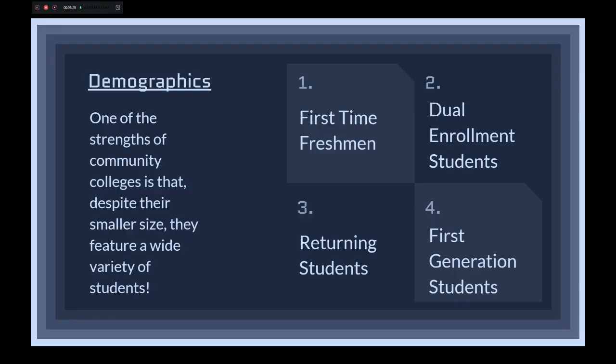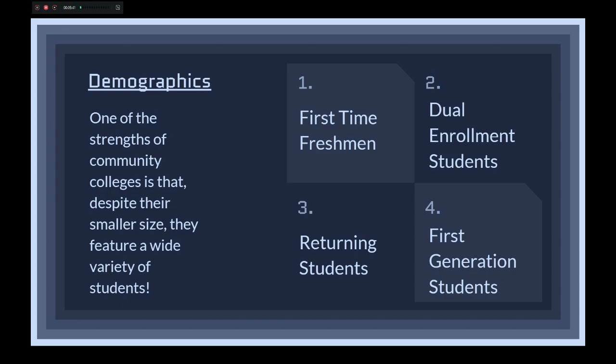Or they are first-time freshmen who just haven't been to college before. Let's say that they took a 1, 2, 3 year gap after high school. They would still count as first-time freshmen. So anybody setting foot on a college campus for the first time. We have a not insignificant amount of first-time freshmen.